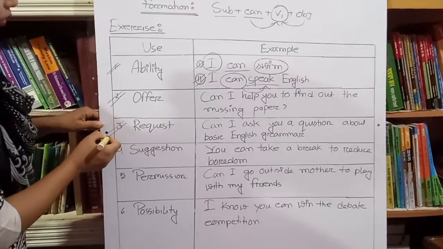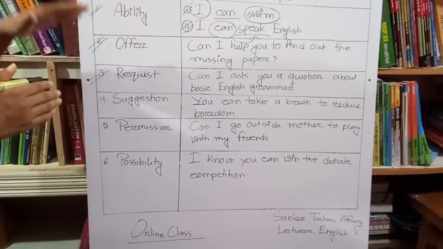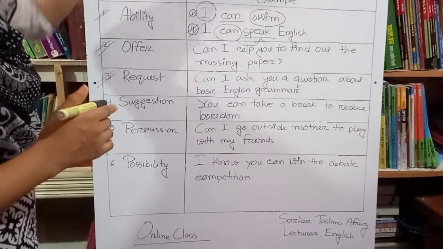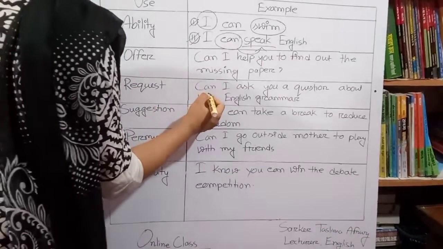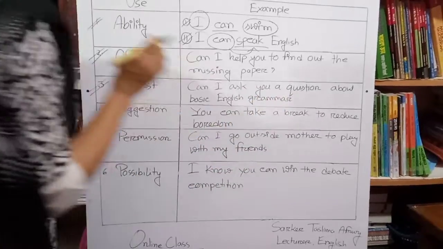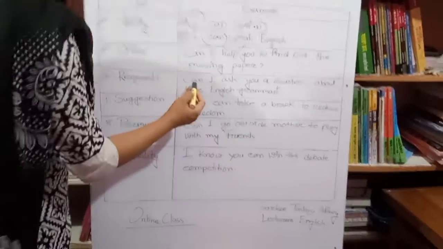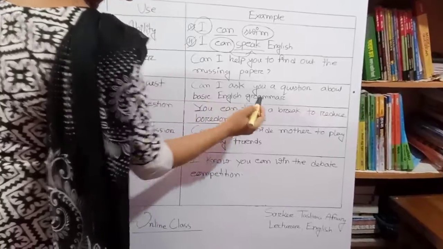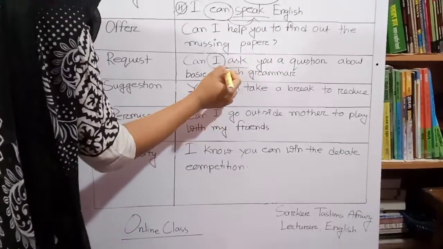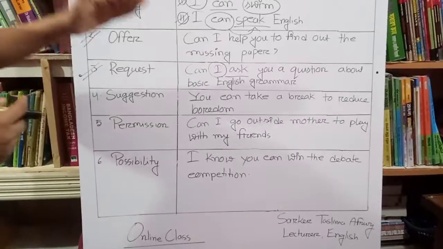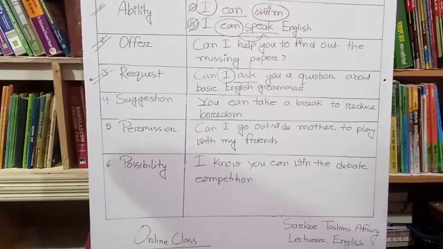Next comes request. Request is another use of can, and the formations are as usual the same as I have mentioned above. You can see the example: Can I ask you a question? It's a request. You are requesting someone, asking permission. Well, can I ask you a question about basic English grammar? So you can change this subject, and after that you can change your verb. In this way, you will be able to write more sentences in English. At the same time, you will be able to speak in English.